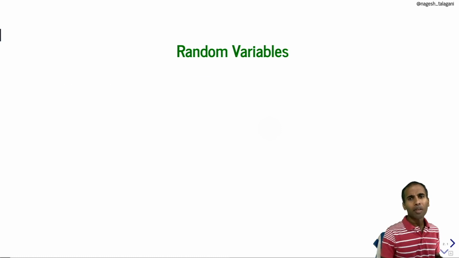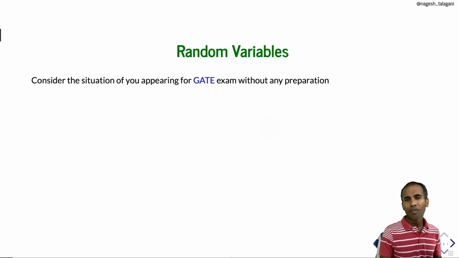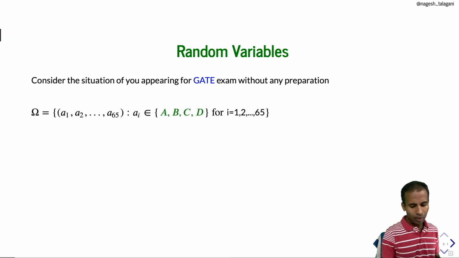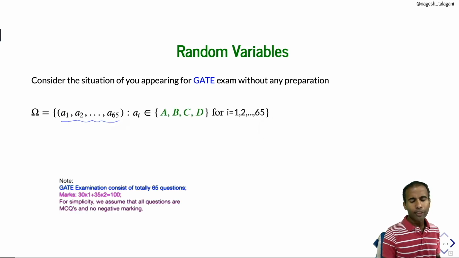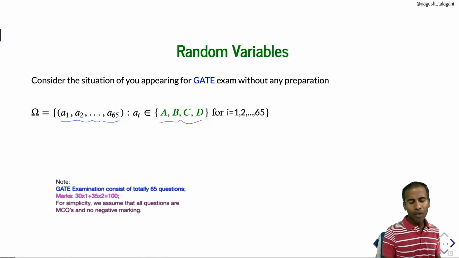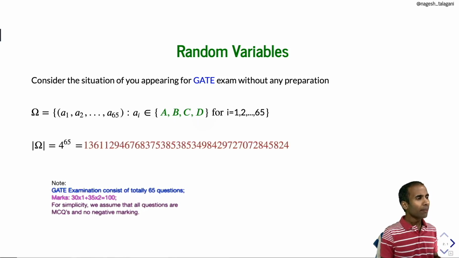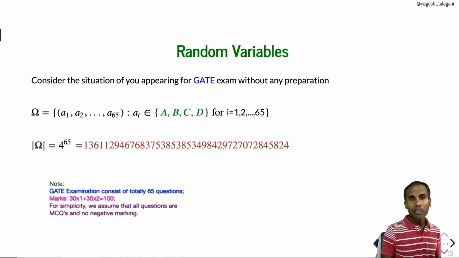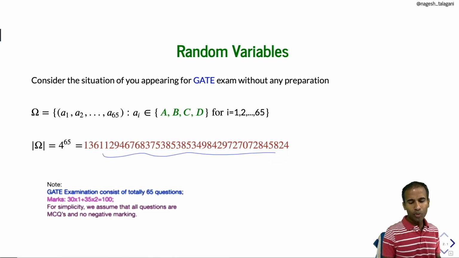For example, consider the situation of you appearing for the GATE exam without any preparation. It is going to be a random experiment as you cannot predict the answer to any question with certainty. Here the sample space can be described as a 65-tuple (A1, A2, and so on up to A65), where Ai is the option you have chosen for the ith question. So Ai can be anything from A, B, C, D for i equal to 1 to 65. The size of the sample space is going to be 4 to the power of 65, a huge number.